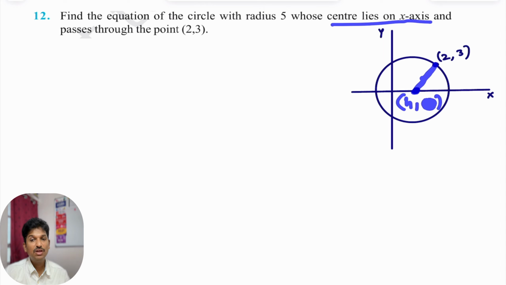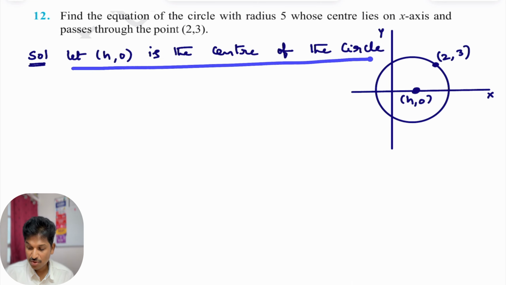Now, as they have given the radius, this circle passes through (2, 3). I know that the distance from the center to any point on the circle is the radius. As this is the radius, here the radius is 5 units. So, I'll take the distance between these 2 points as 5, and from that I can easily calculate the h value. Once I get the h value, I know the center. I know the radius. Then I can easily calculate the equation of the circle. I hope you are understanding the idea of how we are going to do this problem.